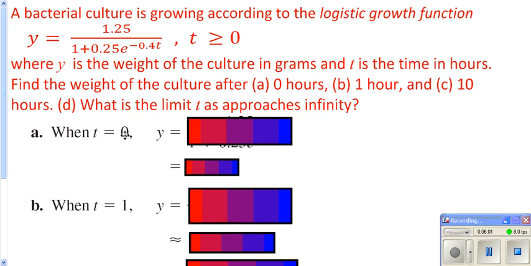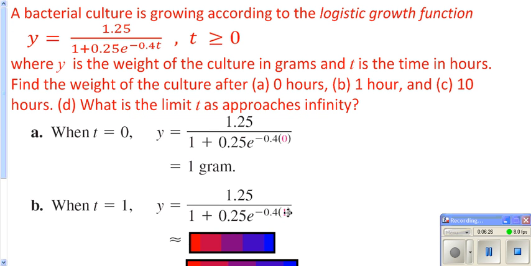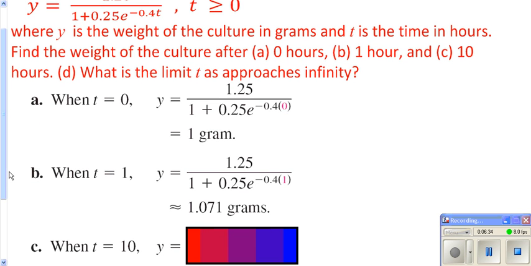Well, all we're going to do is plug in 0 for our t, plug in 0 into our function up here. e to the 0 is 1, and so you get 1 plus a quarter, so you get the same thing top and bottom. So you're starting out with 1 gram. Part B, you're going to put in 1 for your time. Plug it into your calculator, and you get approximately 1.071 grams.